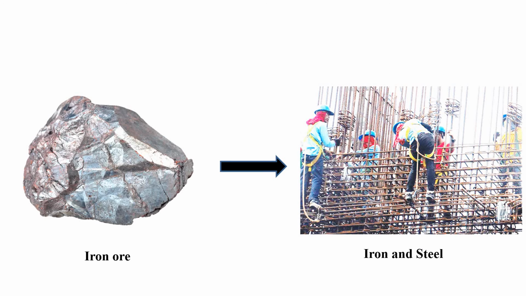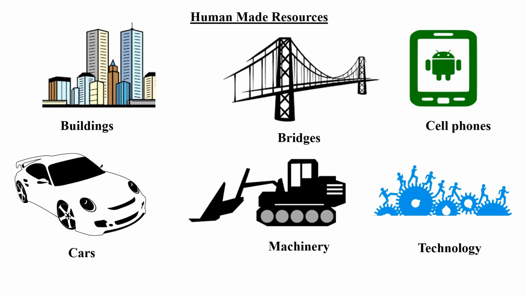Sometimes natural substances become resources only when their original form has been changed. Iron ore was not a resource until people learned to extract iron from it. So we are talking about human-made resources. Human-made resources are the resources that are created by humans. They do not occur naturally. For example, buildings, bridges, cell phones, cars, machineries, technology.